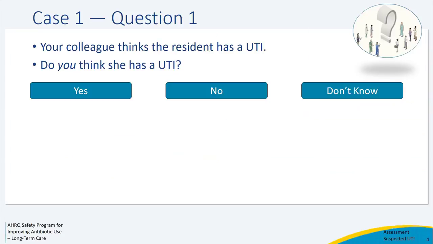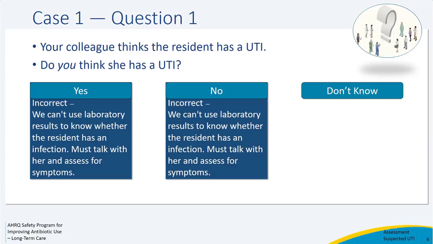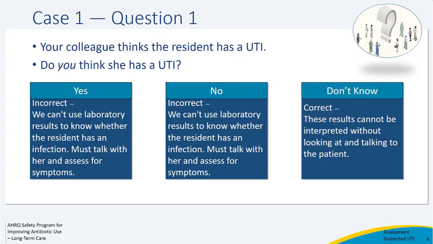Your colleague thinks the resident has a UTI. Do you think she has a UTI? Let's explore all of the answers. Choose yes, no, or don't know. If you choose yes, you are incorrect. We can't use laboratory results to know whether or not the resident has an infection. We need to talk with her and assess her for symptoms. If you choose no, you're also incorrect for the same reason. If you choose don't know, great job! We cannot know if the resident has a UTI without assessing her.